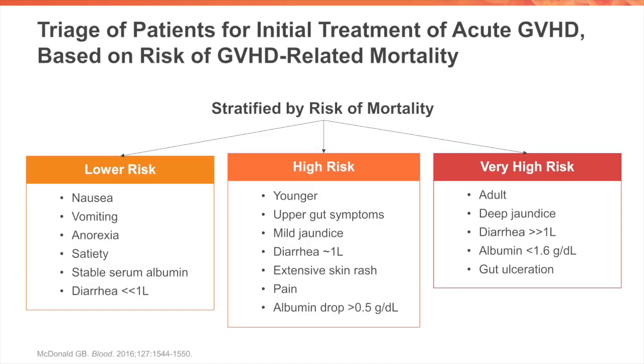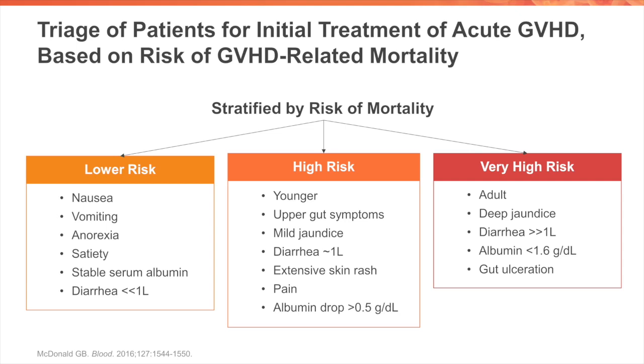The initial treatment of graft-versus-host disease is often determined by the extent and severity of disease. As reviewed by McDonald et al., patients can be clinically risk stratified to low risk or high risk disease based on clinical symptoms. This allows for reducing the intensity of immunosuppression in those with low risk disease or intensifying treatment for those with high risk graft-versus-host disease.